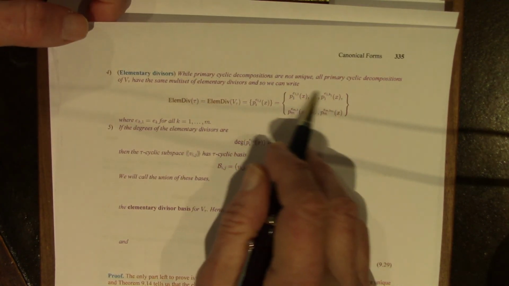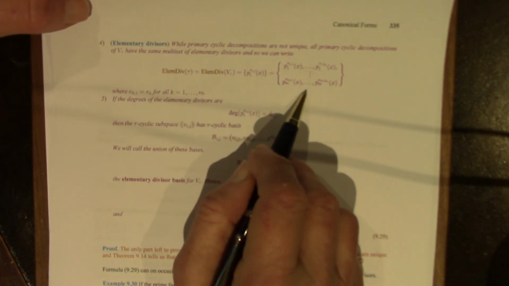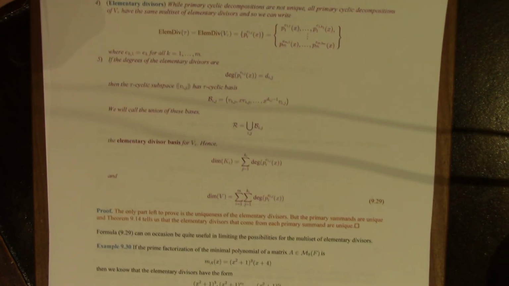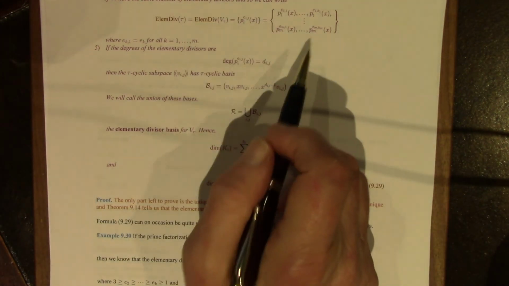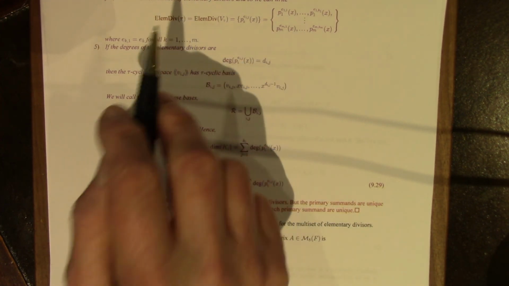Gather all of these minimal polynomials together into a multiset. Those are the elementary divisors of V sub tau. Remember, the primary decomposition is unique except for the order of the terms. And the cyclic decompositions of each primary summand are not unique, but their minimal polynomials are. So this multiset is completely determined by tau.